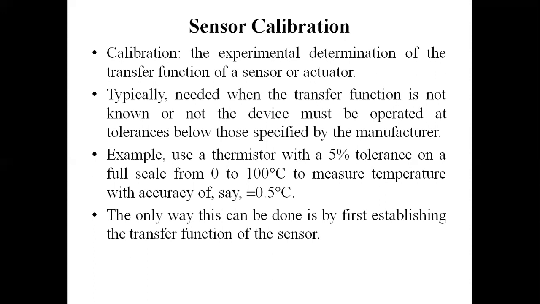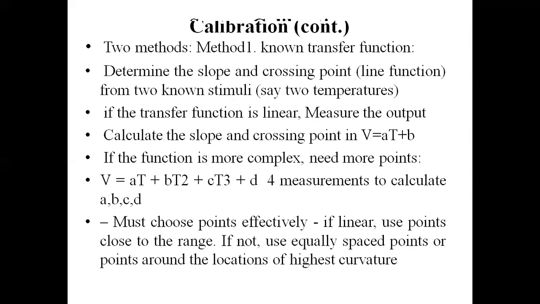Calibration is typically needed when the transfer function is not known, or when the device must be operated at tolerances below those specified by the manufacturer. For example, if you're using a thermistor with 5% tolerance on a full scale from 0 to 100 degrees Celsius to measure temperature with an accuracy of, say, plus or minus 0.5 degrees Celsius, the only way this can be done is by first establishing the transfer function of the sensor. So we have two methods.